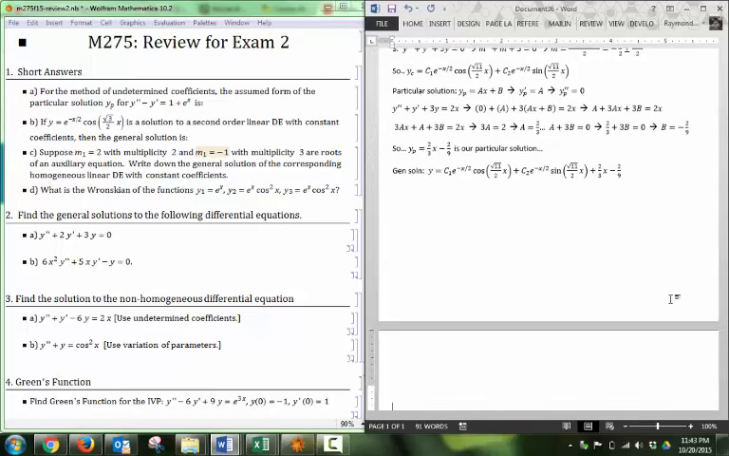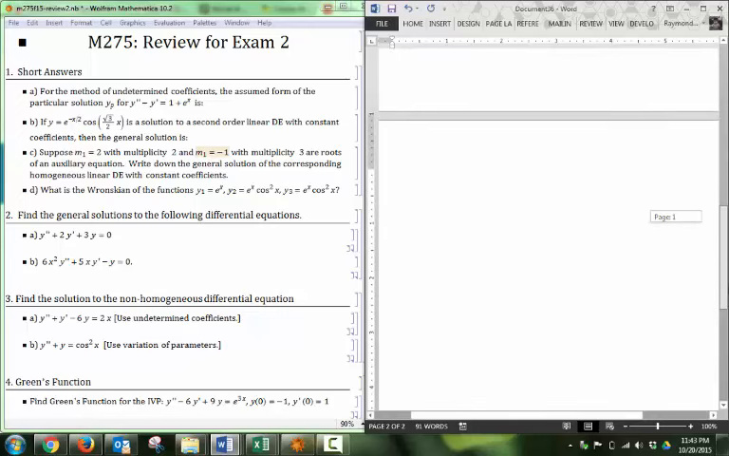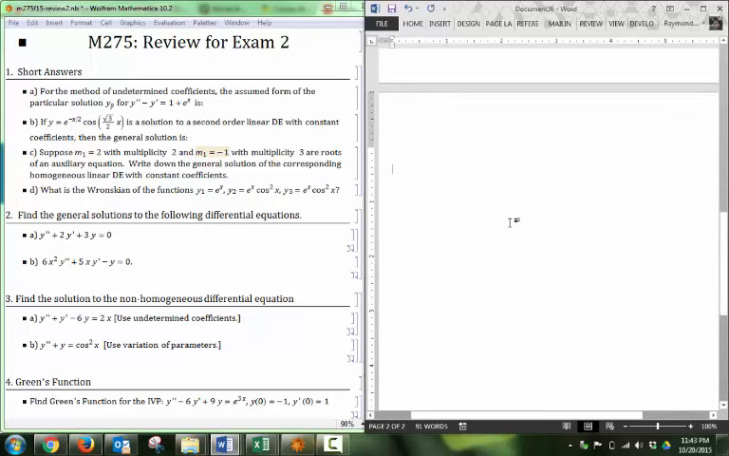Let's take a look at part B now. This time we are using variation of parameters. So let's see how this is going to fly for us. So 3b, we have our differential equation: y double prime plus y is equal to cosine squared of x.